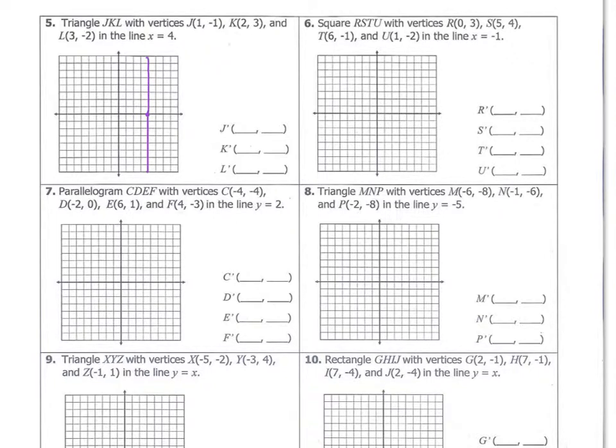It's highly important that you draw that in there because it's so much easier to see and count when you do that. So now let's draw our preimage. So J is 1, -1. And then K is 2, 3. And then L is 3, -2.